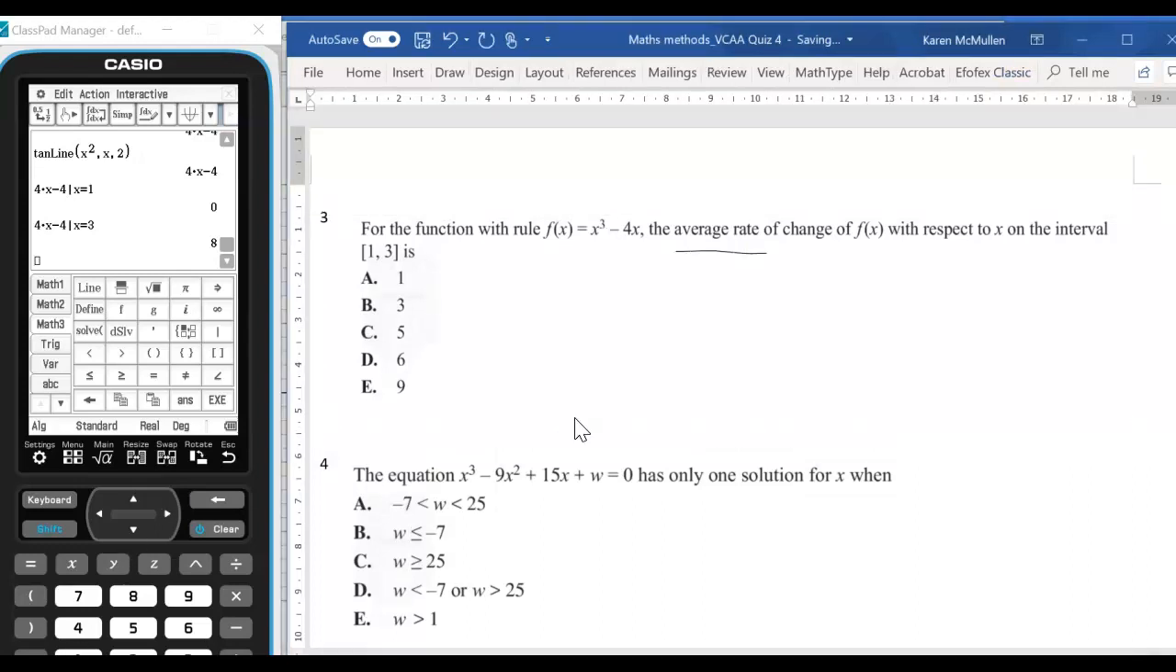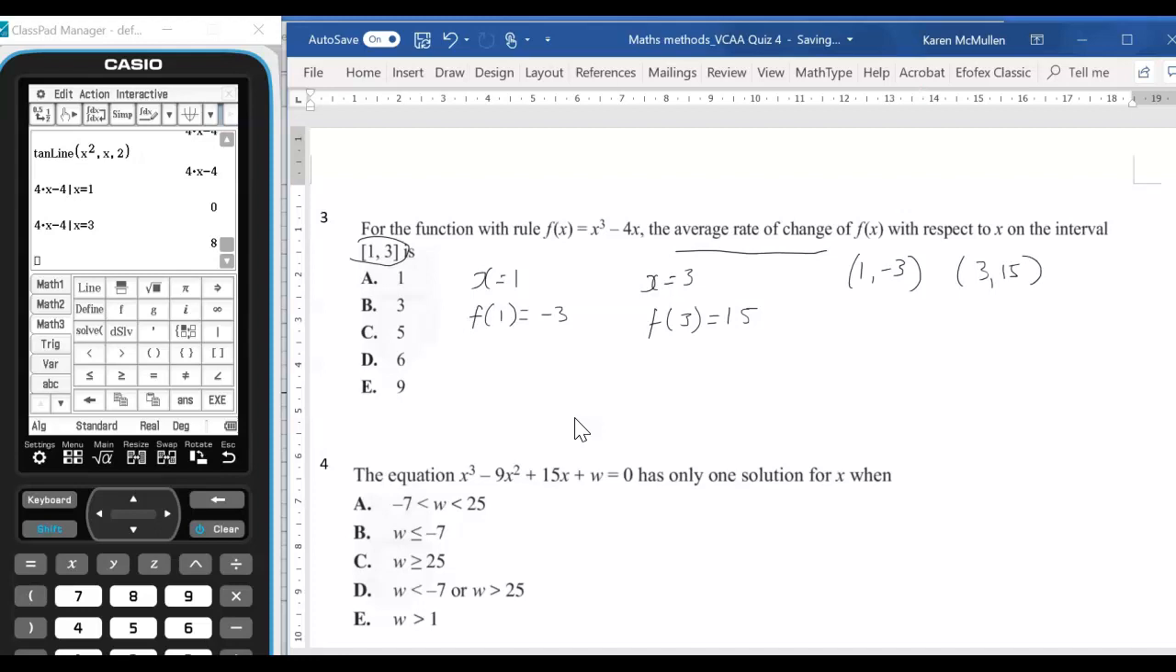Whenever you see average rate of change, just remember, it's your gradient. It's your rise over run. It's the difference between your 2 points. This is an interval, not a coordinate, so this means x equals 1 and x equals 3. We just need to know the corresponding y coordinates. Substituting in 1 into this function, 1 cubed is 1 minus 4 gives me -3. When I substitute 3 in, I get 27 minus 12, which is 15. So we're just doing rise over run. We've got our 2 points now: (1, -3) and (3, 15).